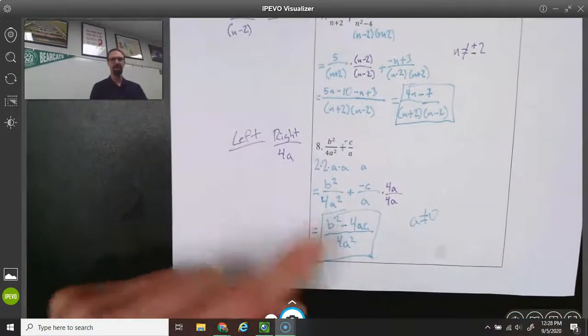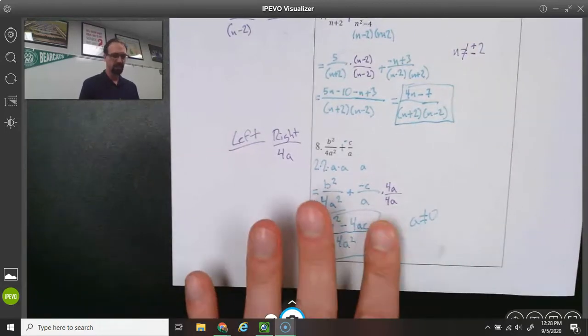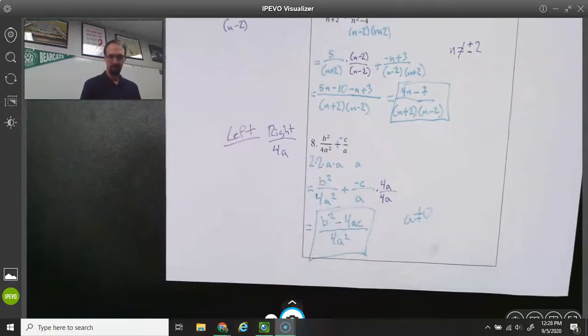So you can see that these last two here were kind of deceptively easier. And it is when you have less things that you need to multiply each of the sides by. So, kind of going through with that.